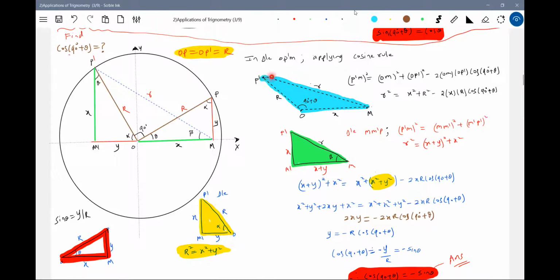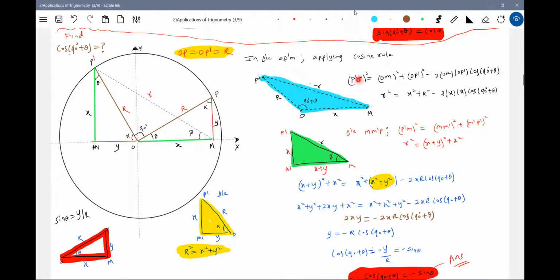So the side length, this P dash M whole square should be equal to OM square plus OP dash square minus 2 times of OM into OP dash cosine of angle between OM and OP dash. What is the angle between OM and OP dash? It's 90 plus theta, right? Cos of 90 plus theta.